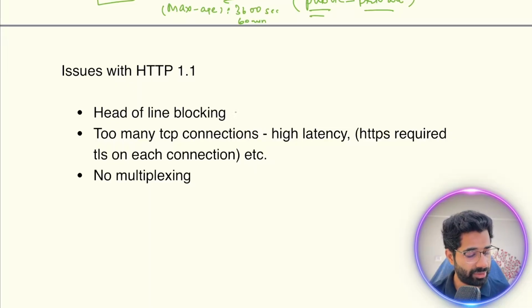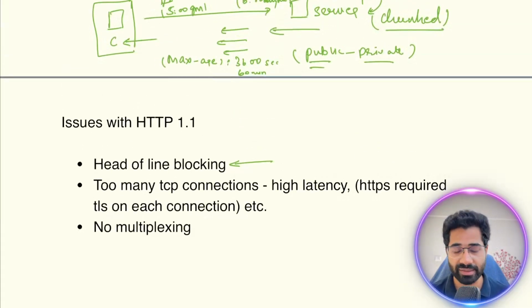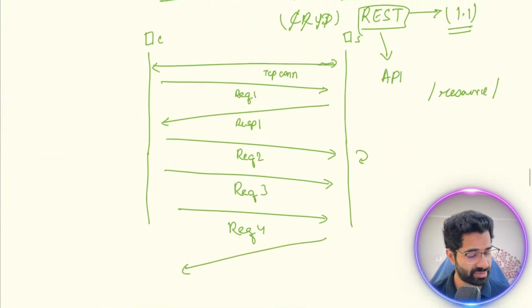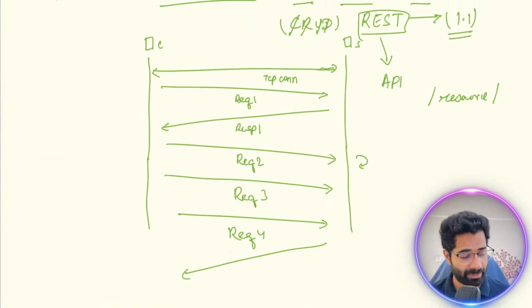So head of line blocking was introduced in HTTP 1.1. Why would I say introduced? Because you enabled persistent TCP connection. As a part of persistent TCP connection, you had pipelining, right? Multiple requests were sent simultaneously.